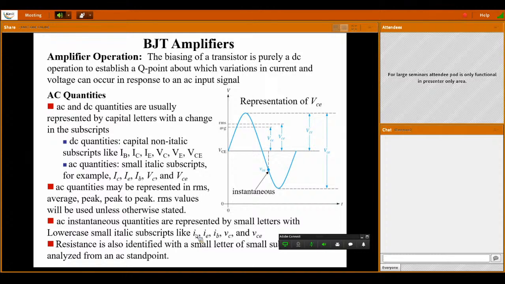Next, AC resistances are also identified with small letters, with a subscript that is also a small letter. A small letter r indicates the AC resistance, and the subscript indicates the terminal at which the resistance is offered. So re represents the emitter resistance and rb represents your base resistance. Like this, we have these quantities which you will use for the analysis of your CE amplifier.